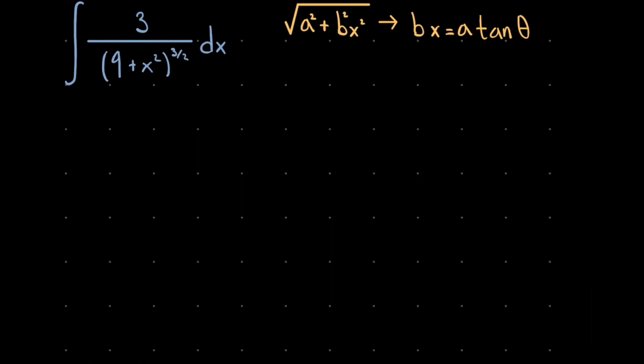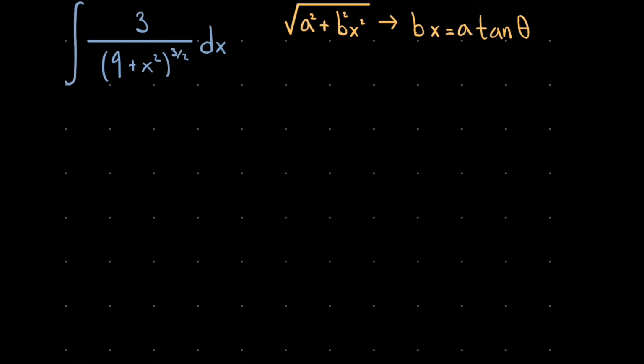So now we move on to our last problem. We're asked to find the integral of 3 over 9 plus x squared to the power of 3 over 2. Quickly, we see that there is no u substitution here or any simple identity. However, we can do a trigonometric substitution because we have here a power of 3 over 2, and anything to the power of 1 half is the same as taking the square root.